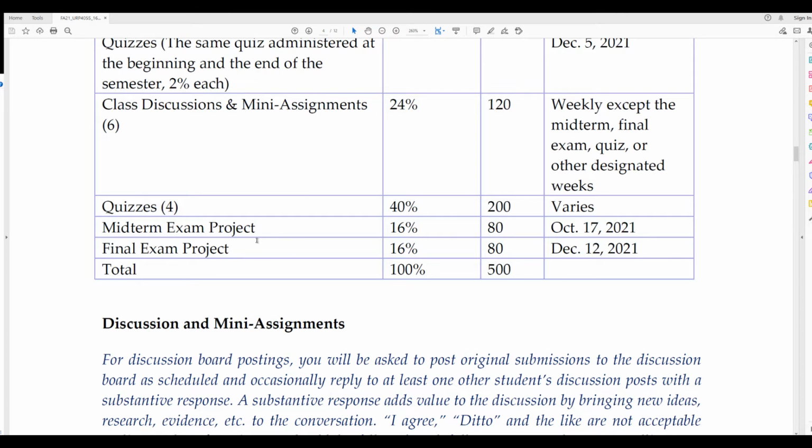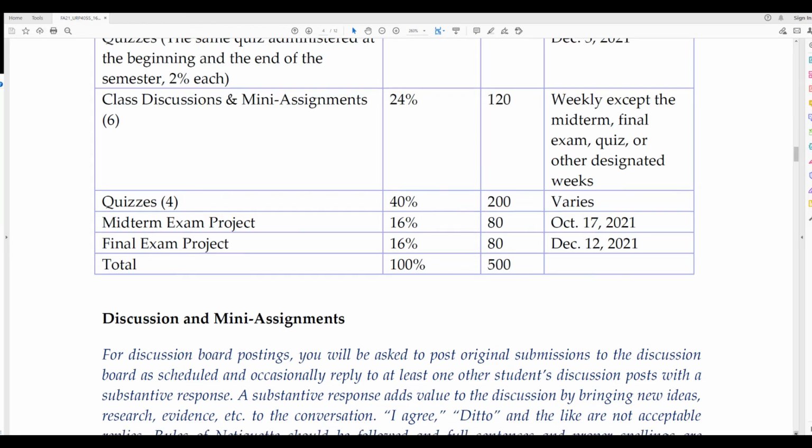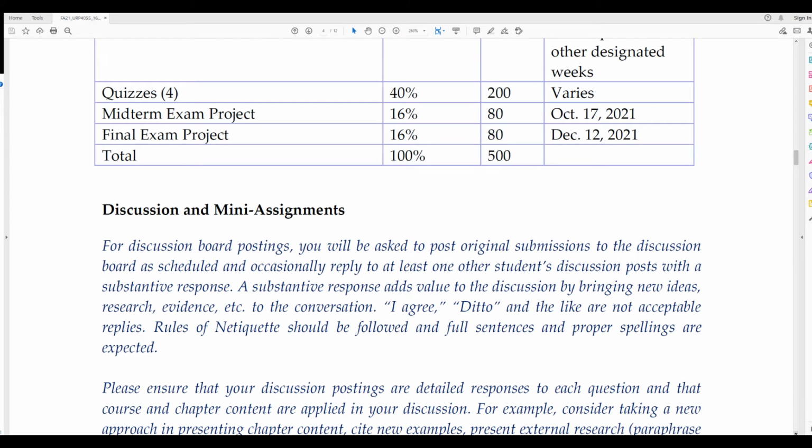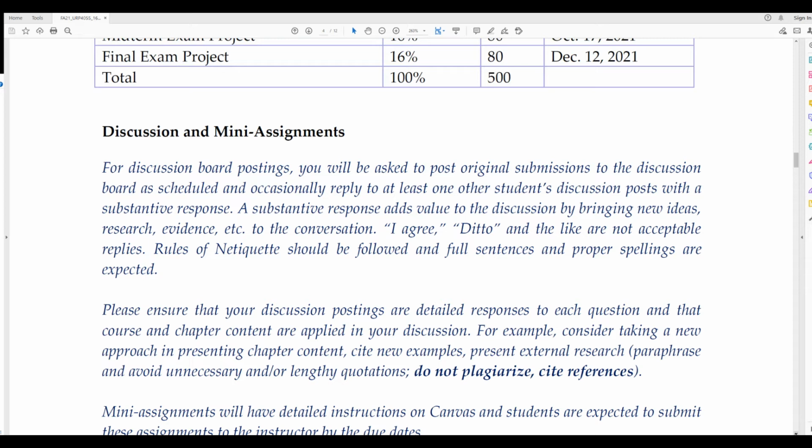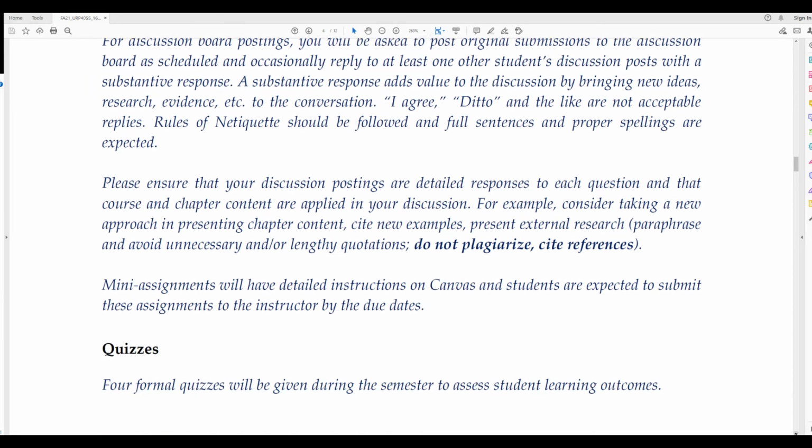And then we have the midterm exam project and final exam project, and those are a little bit longer and have more written requirements. So when you post discussion assignments, please respect each other and try to use formal language instead of informal language, and also make sure the responses are constructive and detailed, and do not plagiarize. If you have to cite something, please cite the sources and references.